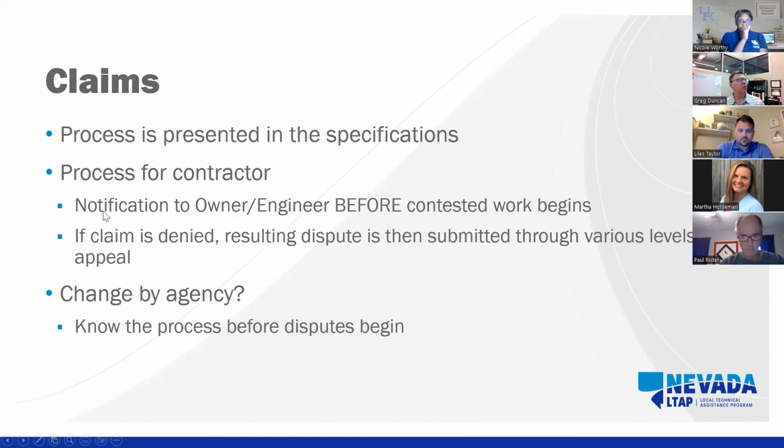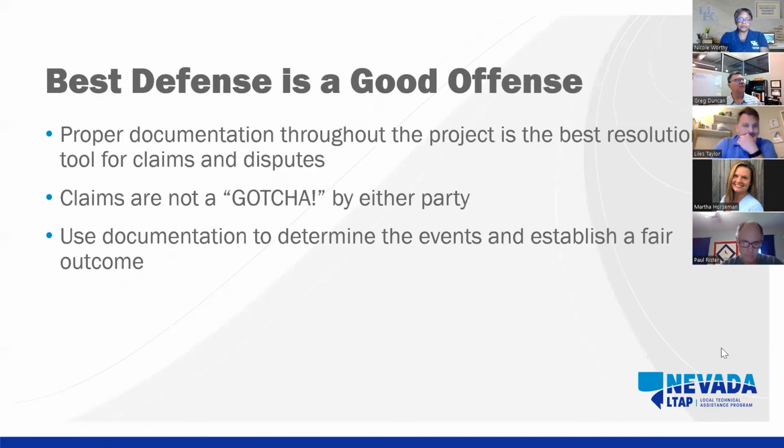This should be a known process where the contractor notifies the owner or the engineer before any contested work begins. If the claim is denied, there should be a dispute resolution process. There may also be a change implemented by the agency, which identifies something of a changed condition in the contract environment that needs to be changed. So again, trying to identify that early and often. The best defense is a good offense.